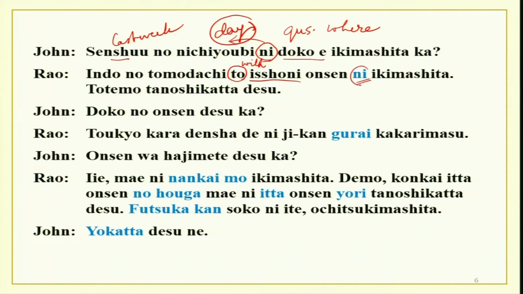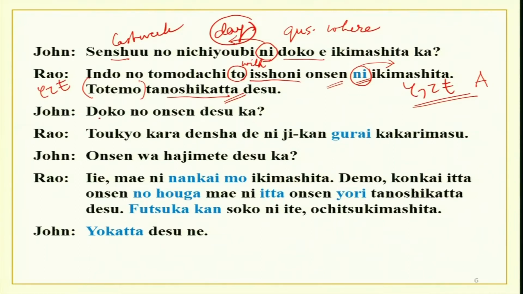So, the moment you put ni over here, then it shows that you went with a certain purpose. And obviously, why do you go to an onsen? To relax and to enjoy. Totemo tanoshikatta desu. So, you will see totemo over here. Totemo, we have done it in one of our previous lessons, and to put emphasis, which is also very colloquial and only to be used when talking, you will use totemo, a double sound, but not to be used with seniors, showing degree of the adjective. Tanoshikatta desu, I was very, very happy.